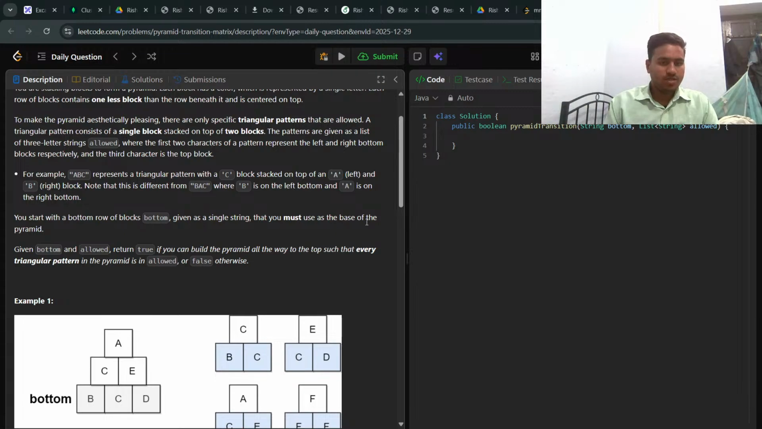So this is one. Start with the bottom row given as a single string that you must use as the base of the pyramid. Given bottom and allowed, return true if you can build the pyramid all the way to the top such that every triangular pattern in the pyramid is allowed.